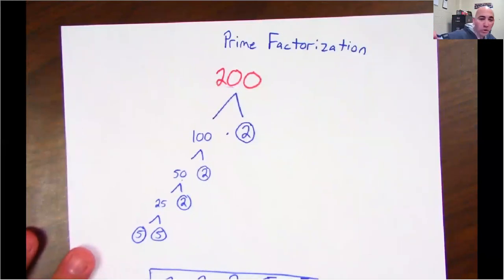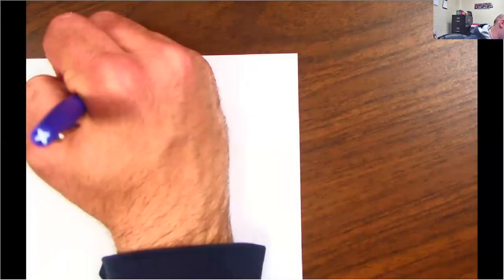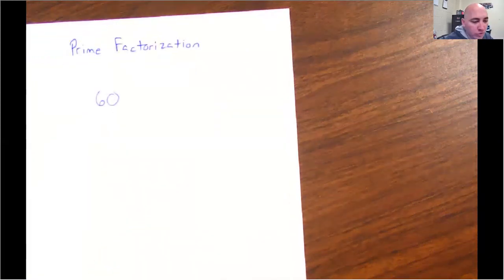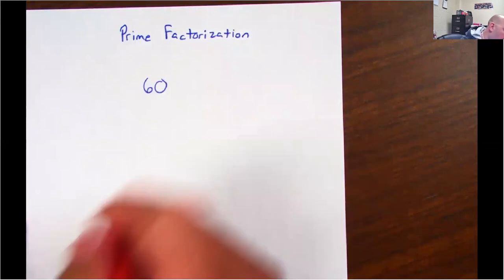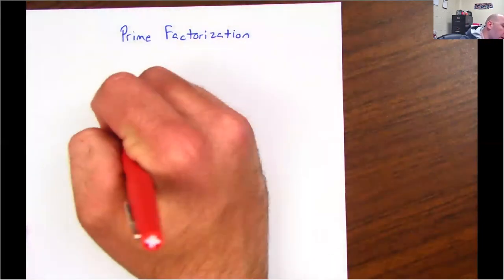All right, let's do one more example of a prime factorization. Let's go with, I don't know, 60. So I need 2 numbers that multiply to give you 60. Well, let's do 10 times 6.